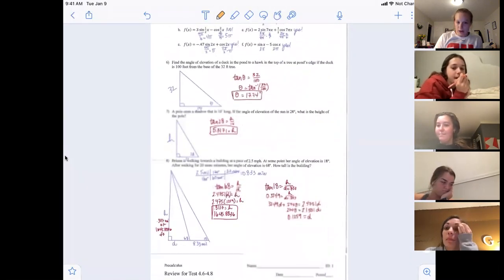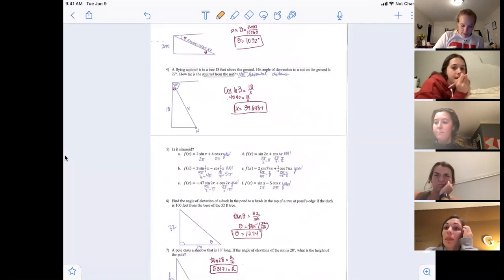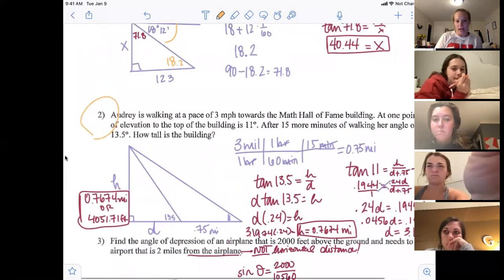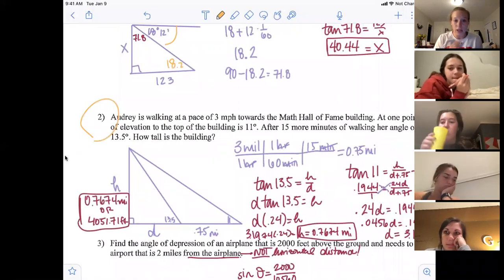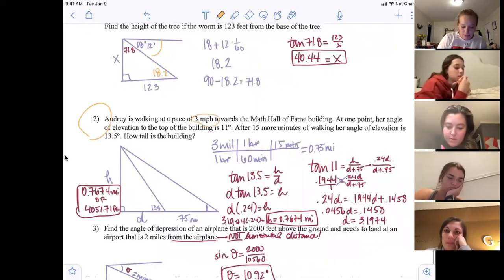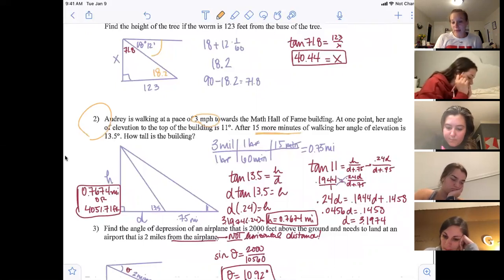Number 2 and number 8 are very similar. This is one that I had on the board and talked about, but it was right at the end of class, so I think everyone was kind of over it. The difference on number 2 is that I tell you at what pace that person is walking and for how long. I didn't tell you the distance. So we had to transfer pace and time into distance.